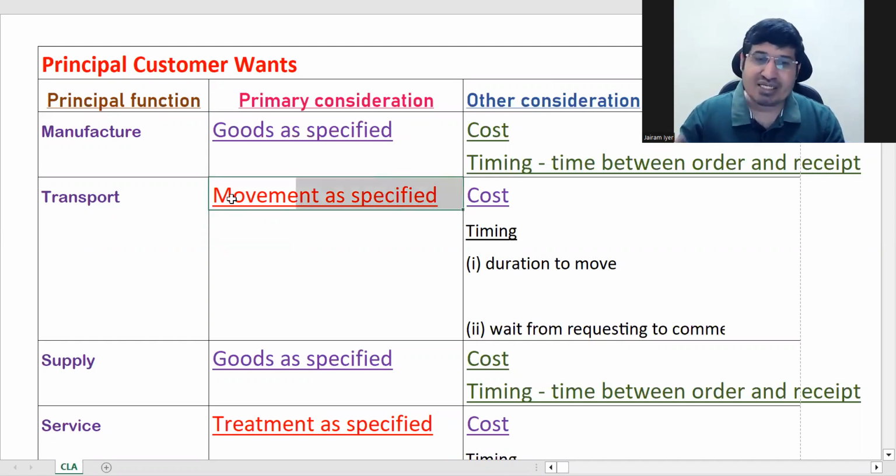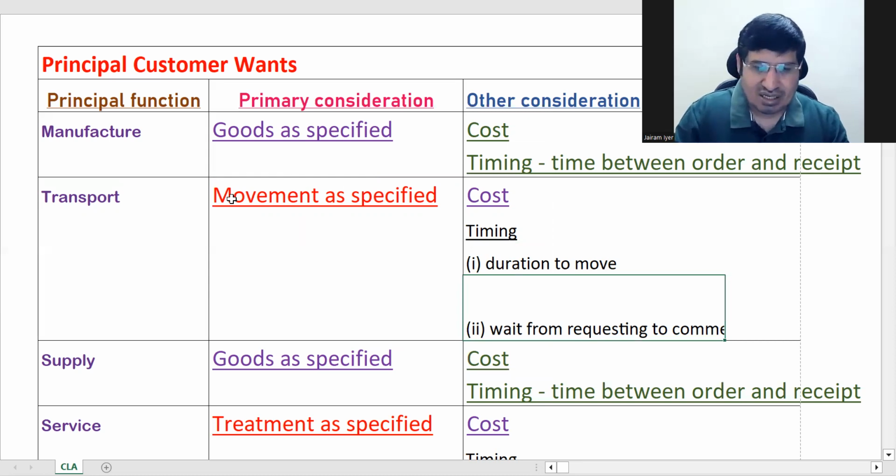You want movement as specified. Okay, so transport is movement as specified, cost is the same for all four, ठीक है. Cost will be other consideration, timing for transport will be duration to move and wait from requesting to commencement. Okay, wait from requesting to commencement.